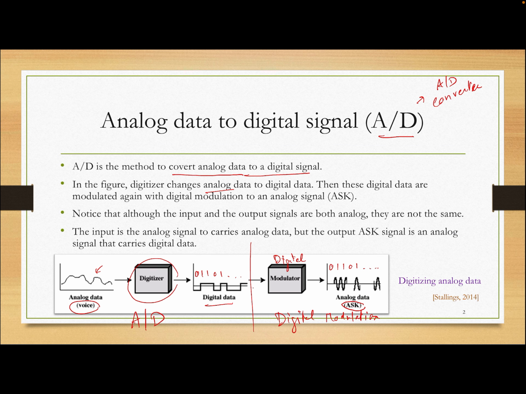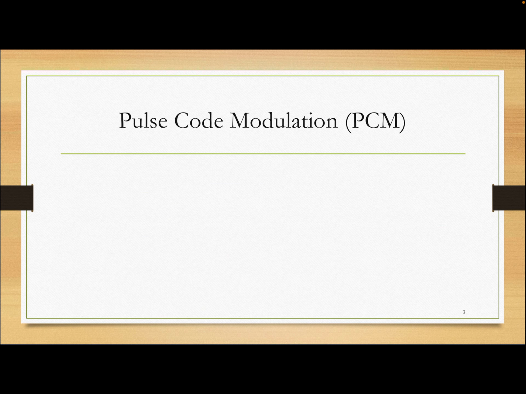I show you this because I want you to notice that the input is analog and output is analog, but they are not the same waveform. The input is analog signal that carries analog data, but the output is analog signal that carries digital data, so that you will not be confused on how to use this. So first part is AtoD, the second part is digital modulation. Now we will go into how to do the AtoD converter.